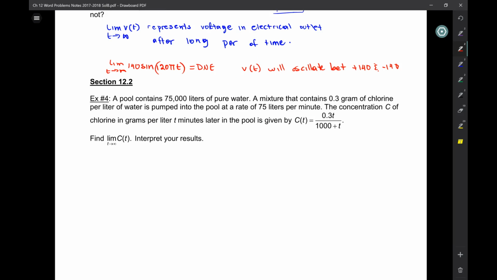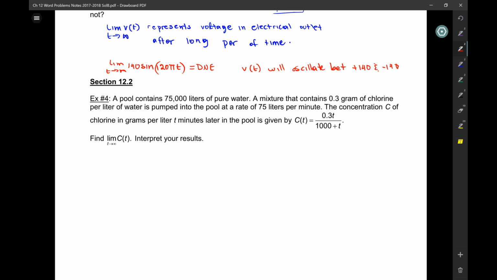Okay, so those were from 12.1. I did separate them into sections. So here are some from 12.2. A pool contains 75,000 liters of pure water. I actually like this problem. So 75,000 liters of pure water. They just filled up this water.